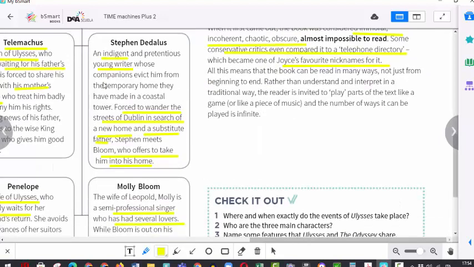Why? Because it's not a book that needs to be read from the beginning to end. It can be read everywhere, and the reader is invited to understand and complete and interpret something that is complex to understand. It's more similar to taking part in a game.